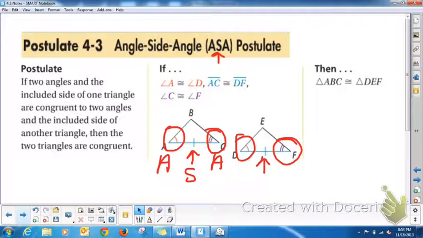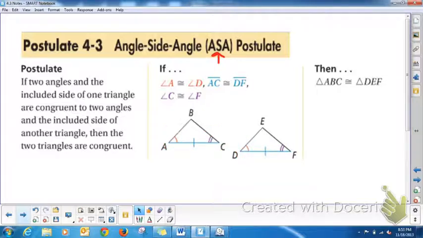And remember, you have to go in an order. You can't skip over more than one thing. So I wouldn't say I have angle, angle, side, because I'm skipping over a side and I'm skipping over an angle. I would have to skip over a side, an angle, and a side to get to the next thing. You can only skip over one thing when you're reading these. So pause the video if you need to fill in your note template on the postulate angle, side, angle.